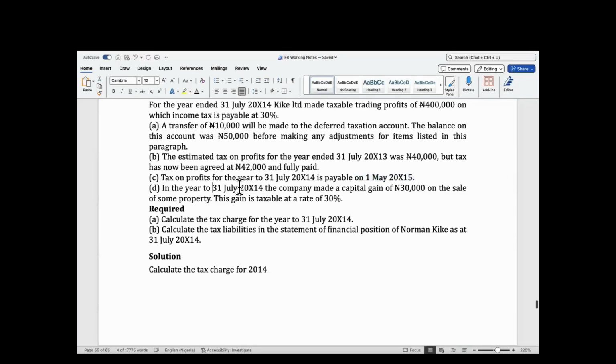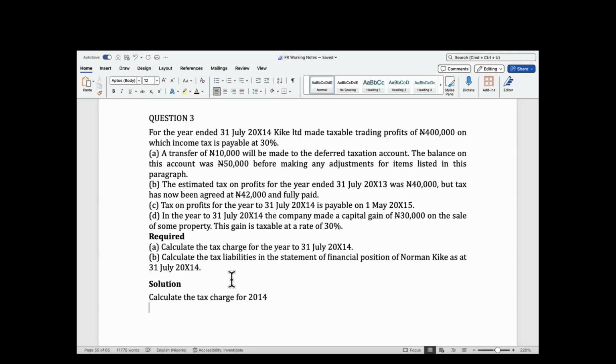Finally, they said at the end of 2014, there was a capital gain, and the rate of tax is 30% on that. This is not far from what we have been doing. So first, for the estimate of current tax for 2014, they didn't give us the amount, but we can calculate it as 30% times 400,000. And this should be 120,000.